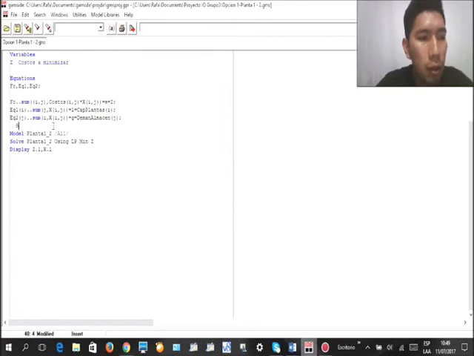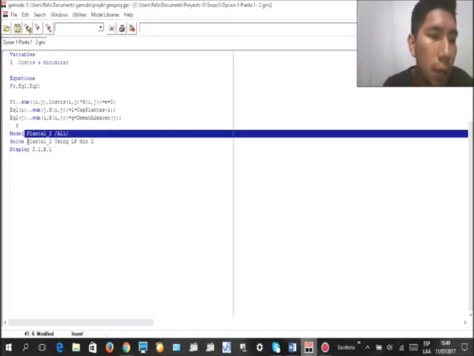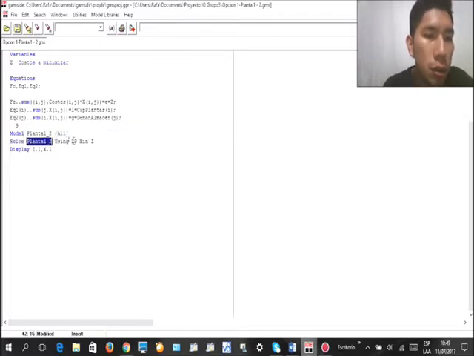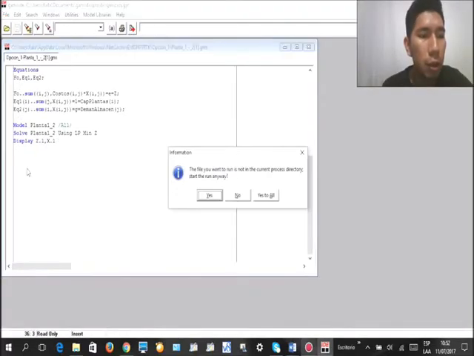Model. Model is the name of our model. In this case it is plant 1, 2. Insert the previous model using linear programming, minimize Z or cost, and display the objective function and the variable. Finally, we can run the program.